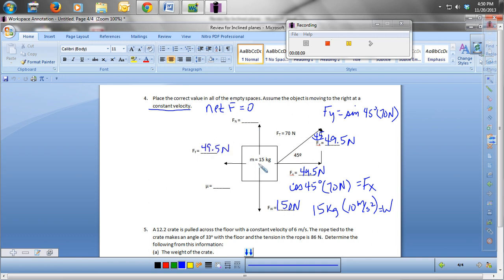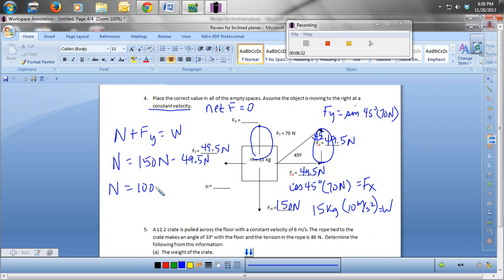Now, I haven't done my normal force. Be careful. This is an upward force, this is an upward force. So the normal plus Fy has to balance the only downward force, which is weight. So the weight is 150 newtons. Fy we said was 49.5 newtons. So the normal force is going to be 100.5.